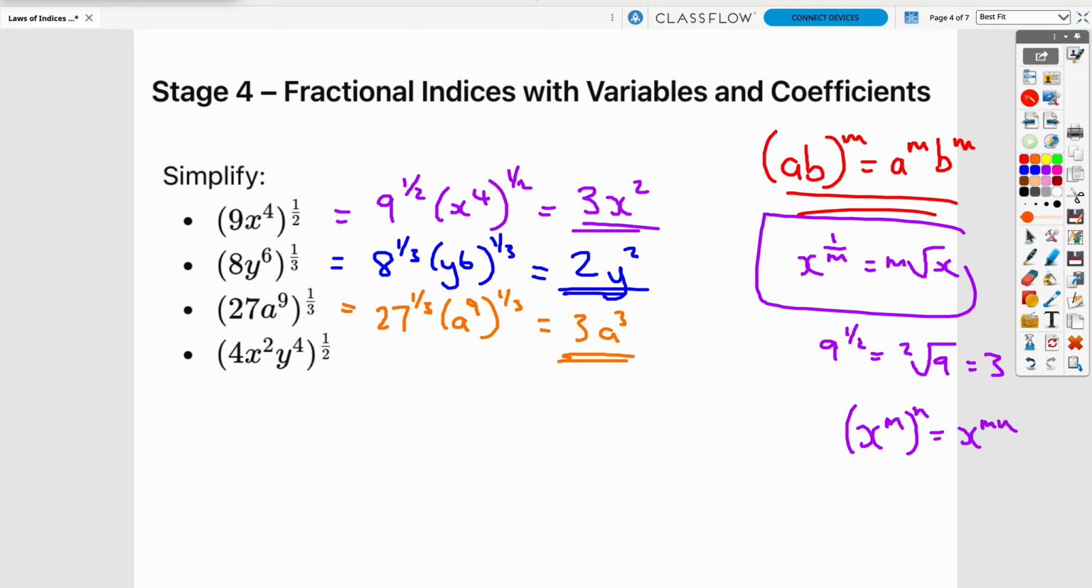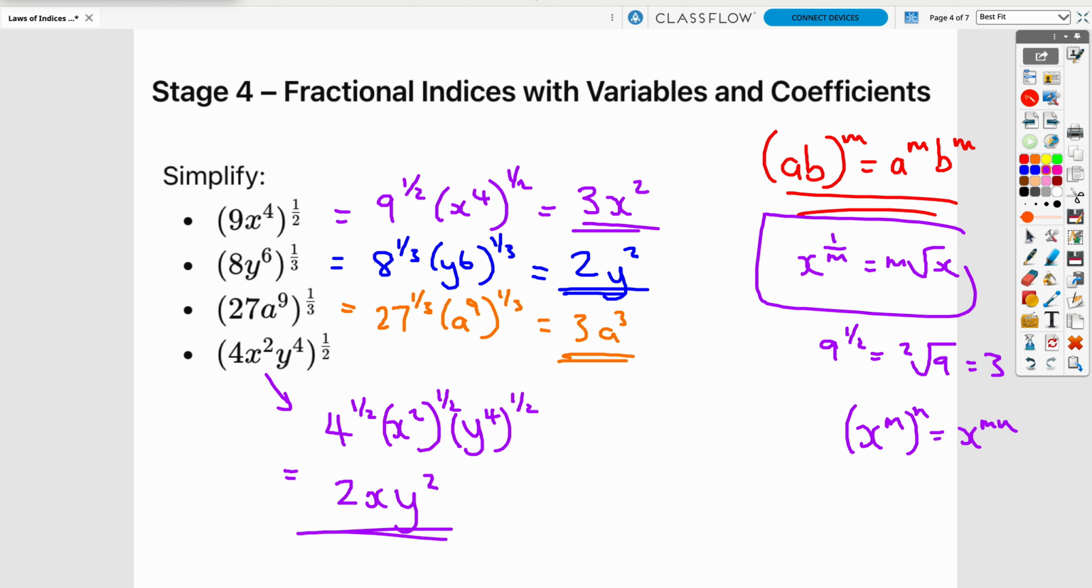Last but not least, we'll just fit it down here. Okay, so then we've got 4 to the power of a half, x squared to the power of a half. So the power half gets applied to everything in the product, in this case, there's actually 3 things. So it's the square root of 4, which is 2. 2 times a half is just 1, so it's x to the power of 1. And then 4 halves are 2, so it's y squared.